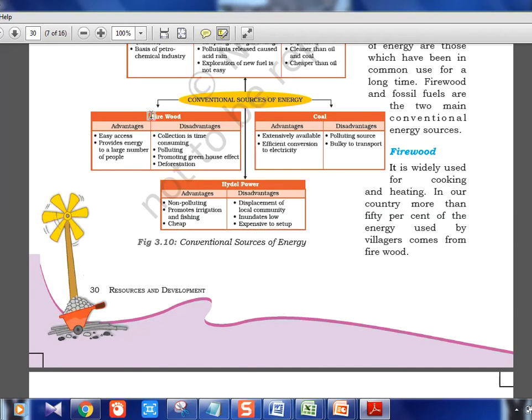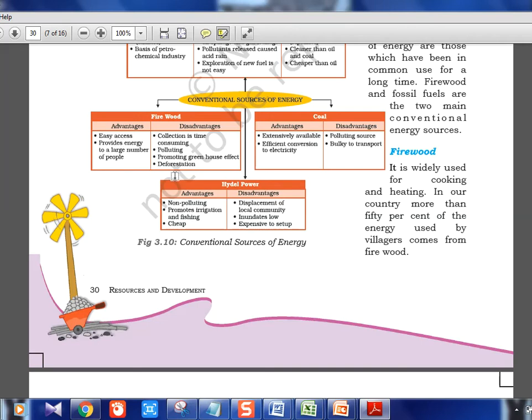Conventional sources of energy: firewood, coal, hydropower. 3 headings you should remember: firewood, coal and hydropower. So firewood and all, now because of the LPG schemes and all, we are trying to replace it because it has the problem of pollution. Here it's given collection time; it is more polluting, promoting greenhouse effect, deforestation. So these are disadvantages of firewood.